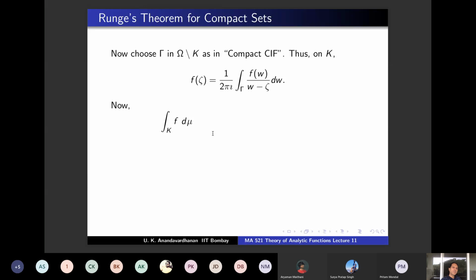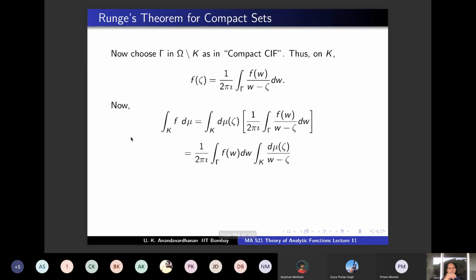Now we are interested in showing integral f d mu is 0, but what is integral f d mu? f of zeta is this. So this is integral over k d mu zeta f of zeta, but f of zeta is this. So just plug it in and apply Fubini and interchange the integral. See, gamma star is compact, k is also compact, so you are in the best situation where Fubini will automatically apply. You can interchange the integral and you will get 1 by 2 pi i integral gamma f(w) dw.